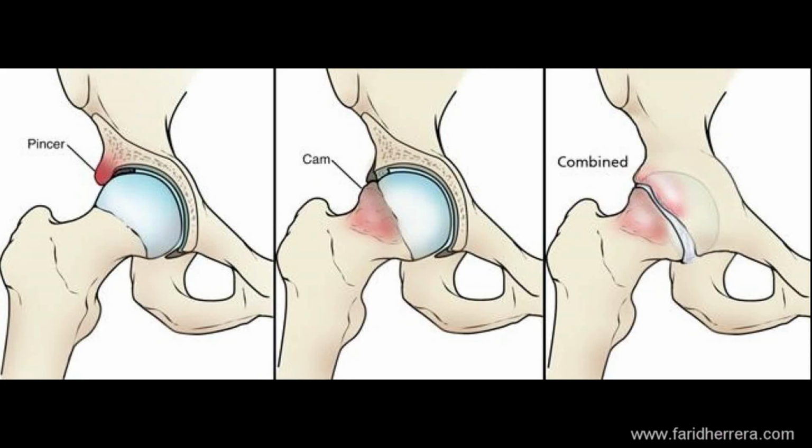So if you have an irritation or a bone spur on the femur side of the joint, that is called a cam impingement. If, on the other hand, the irritation comes from the actual edge of the hip socket, that is called a pincer impingement. Of course, the worst case scenario is you have a cam and a pincer, and then that's called a combined hip impingement. Those are obviously the worst and something you want to be avoiding.